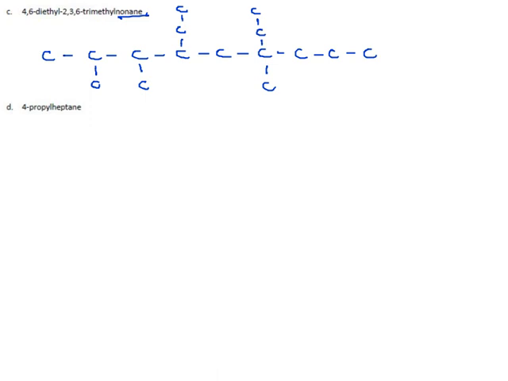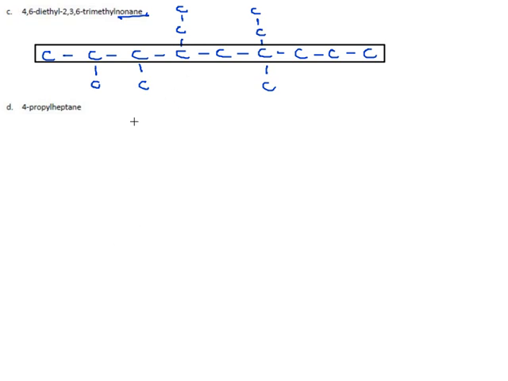So if we do structural, the nonane, the primary chain is 9 carbons, so 1, 2, 3, 4, 5, 6, 7, 8, 9. Just checking that again. 1, 2, 3, 4, 5, 6, 7, 8, 9. Good. Okay, now the fourth carbon, 1, 2, 3, 4, has an ethyl group on it. So there's 1 extra carbon, there's 2 extra carbons.